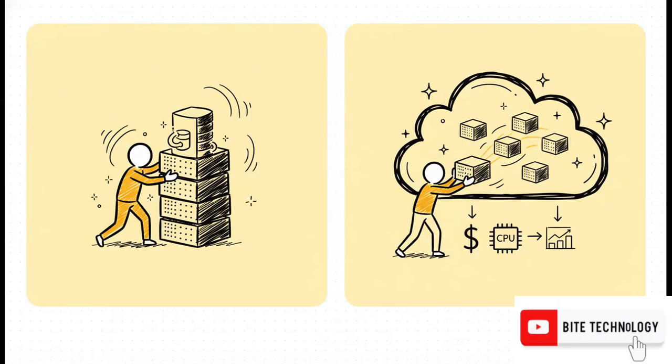Okay, so how do you choose? It's actually pretty simple. You go with EC2 when you need maximum control, like you need a specific type of GPU or you need to customize the operating system. It's also great for stateful apps.